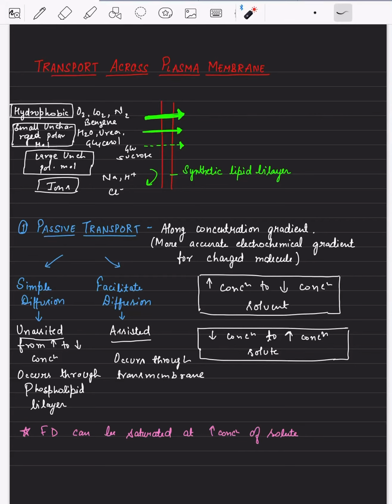Hello students. So you can just see here a new topic, transport across plasma membrane. We are going to discuss this today. In the last video, I told you about the plasma membrane. In that video only, I used a term selectively permeable or semi-permeable. So what does it mean and why is it necessary?